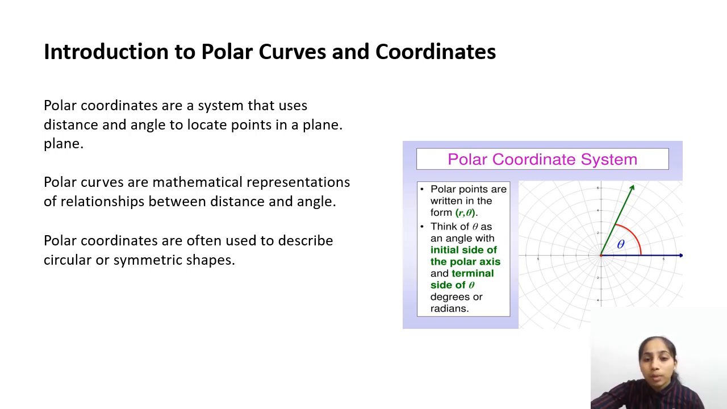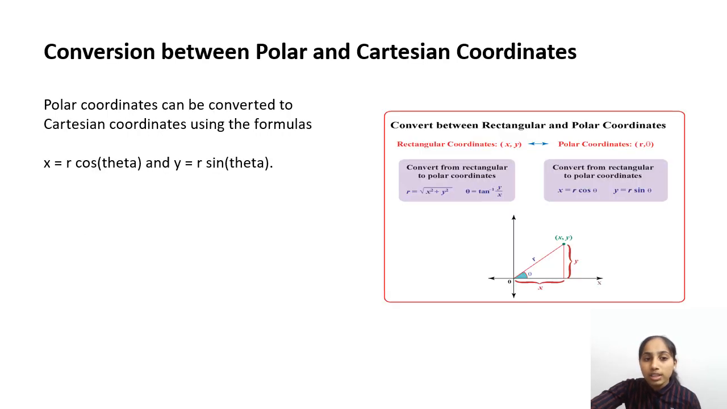Polar points are written in the form (r, theta), and we can think of theta as an angle between the initial side, the polar axis, and the terminal side of theta, in degrees or radians. Then we will move on to the next slide.